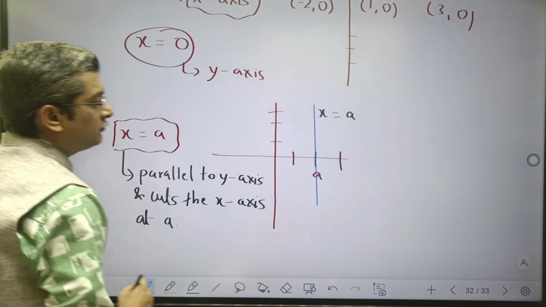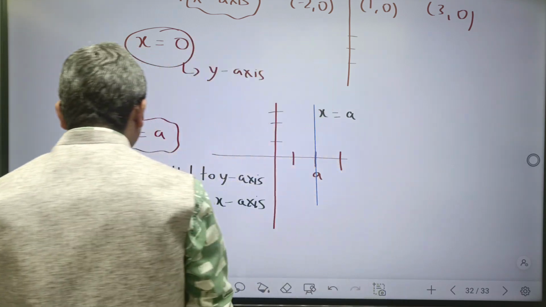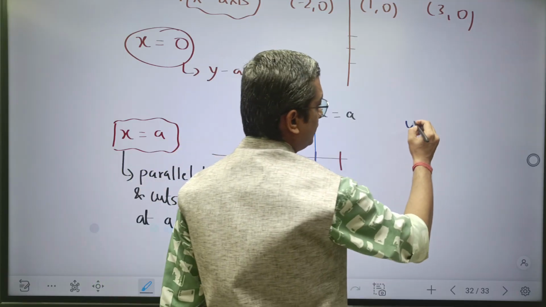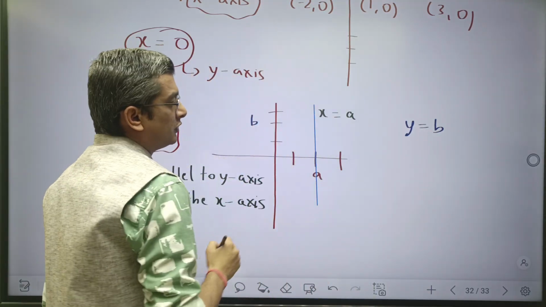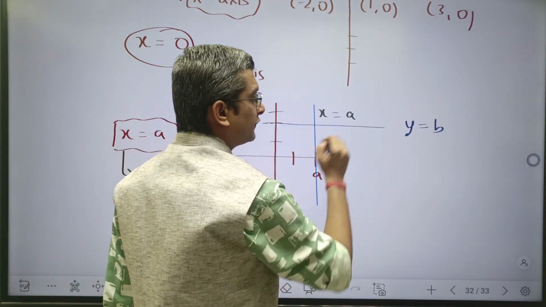Isn't it? Similarly, if you wish to plot y is equal to b, then how can you plot y is equal to b? So let us suppose this is b. So what does it mean? It is also a straight line.